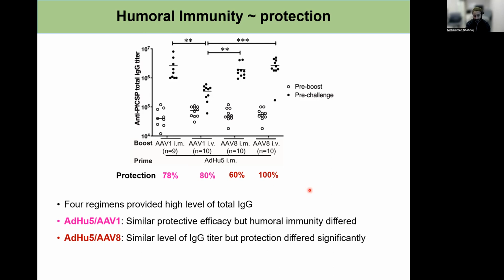But when I tried to correlate with the protection, it doesn't explain anything, because you can see the humoral immune response in AAV1 with IV challenge is less, but it provides a similar level of protection. And in the case of AAV8, either intramuscular or intravenous route, they have a sufficiently good humoral response, but the protection is not correlatable. So there might be some other mechanism working here that may explain it.